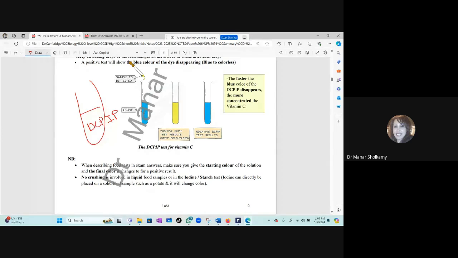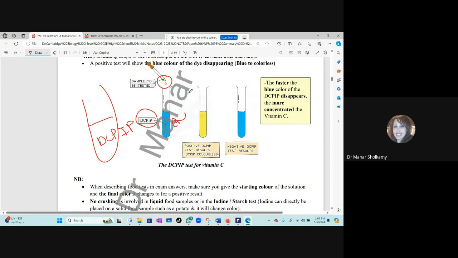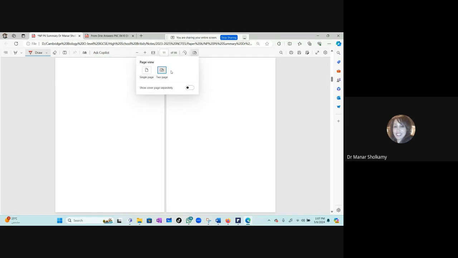Now, this blue comes from where? From the DCPIP. So the DCPIP is in the test tube, and I'm going to add drops of the juice or drops of the vitamin C. And I will count the number of drops needed to convert the DCPIP color from blue to colorless. There is no time here, just the number of drops. I will add a drop of my juice and shake, and add a drop of my juice and shake again, and I will count the number of drops. Of course, the fewer the number of drops, the more concentrated the vitamin C.